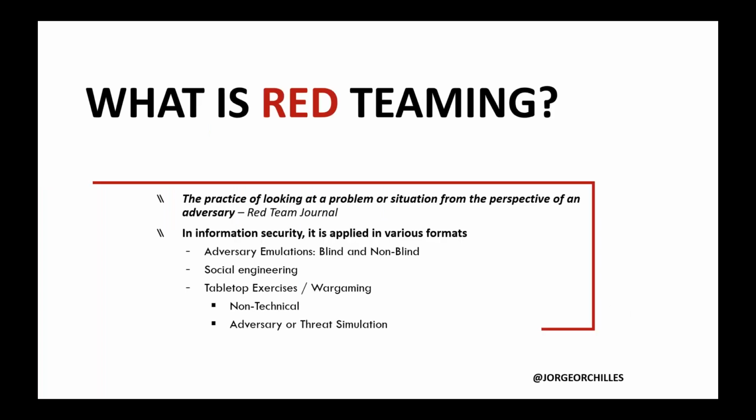So to go a little deeper into red teaming, what is red team? According to Red Team Journal, it's the practice of looking at a problem or situation from the perspective of an adversary. In information security, this can be applied in various ways. We're going to cover adversary emulations here. Those could be blind red team engagements or non-blind purple team types of engagements. But it can also be social engineering. For example, sending each of your employees or staff a phishing-like email with a unique URL. If they click on it, you know who fell for it.